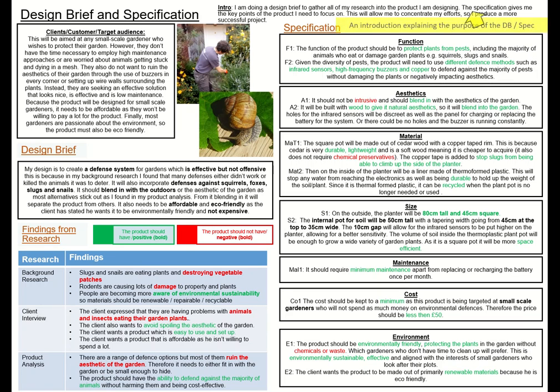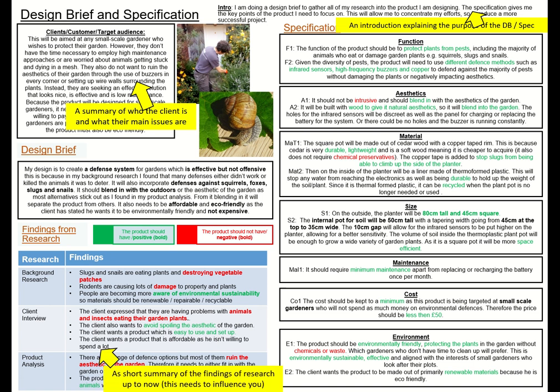You notice at the top it starts with an introduction explaining the purpose of the design brief and spec. Then there's a summary of who the client is and what their main issues are. That could probably be on your interview as well, so maybe you don't need that necessarily. At the bottom left is a short summary of the findings of research. Notice it's in very concise bullet point form and it's broken down page by page. So here, background research, client interview and product analysis.